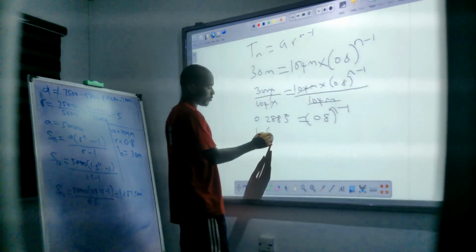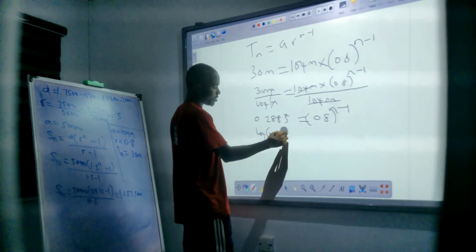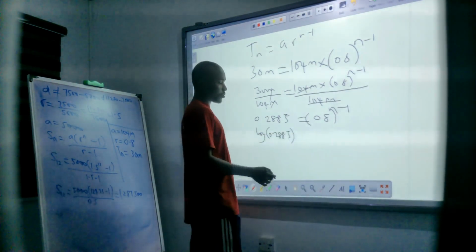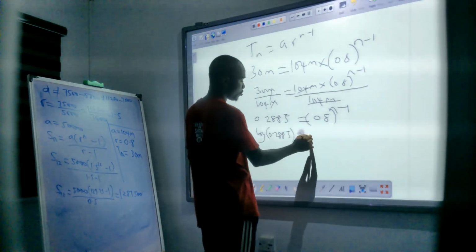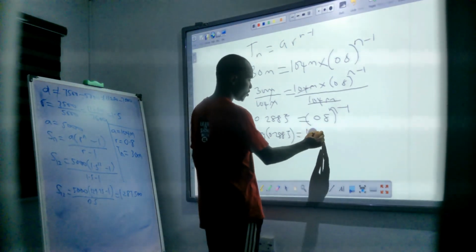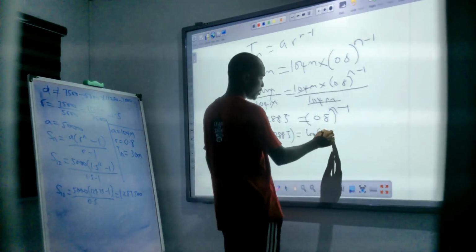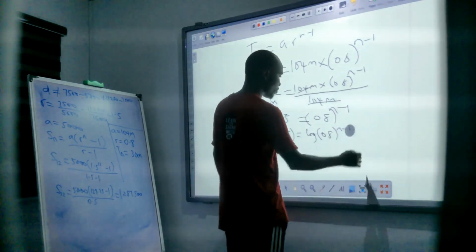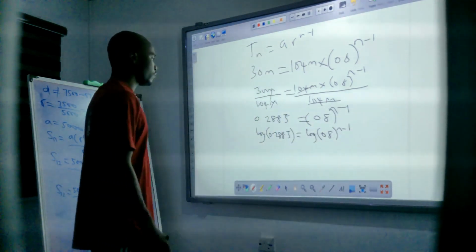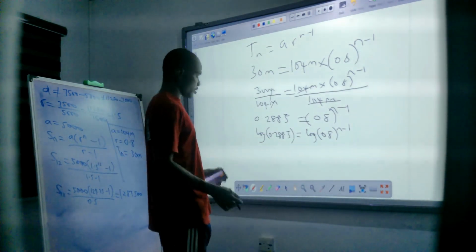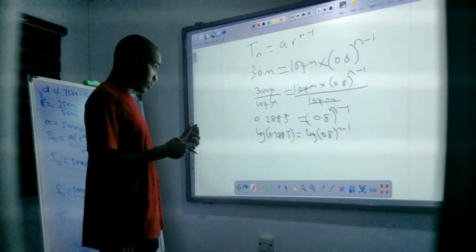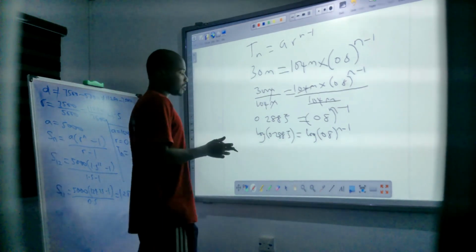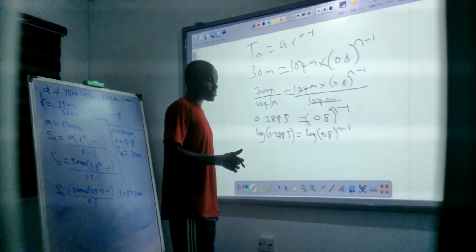So here, I will take log of both sides. You have to introduce log of 0.2885. You have to use your calculator. This part equals log of 0.8 raised to n minus 1. So we have log of 0.2885.